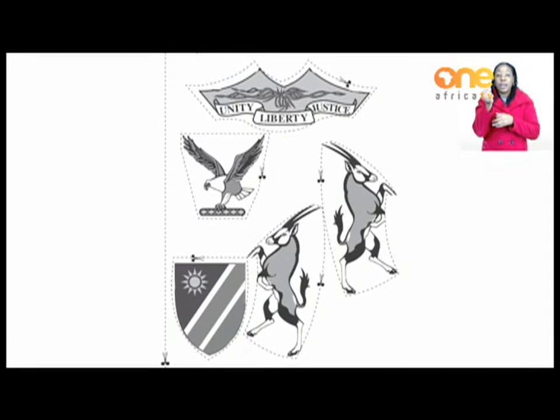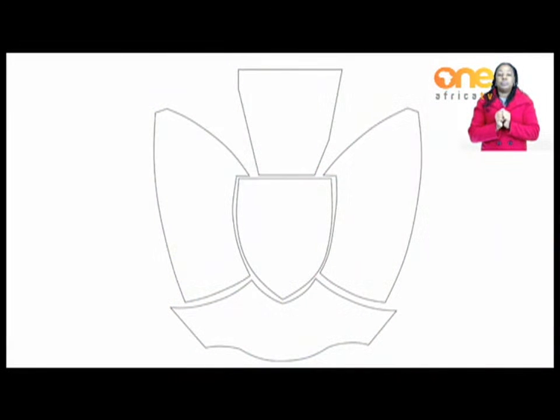Let's cut out the shield along the dotted lines and cut it out neatly so that this shield will be able to fit into the right place. It's like we are building a puzzle. Right, cut it out. Let's move back again to page 8.